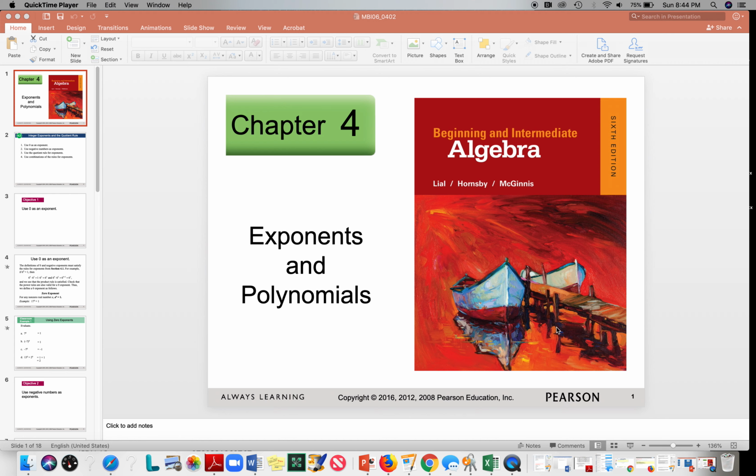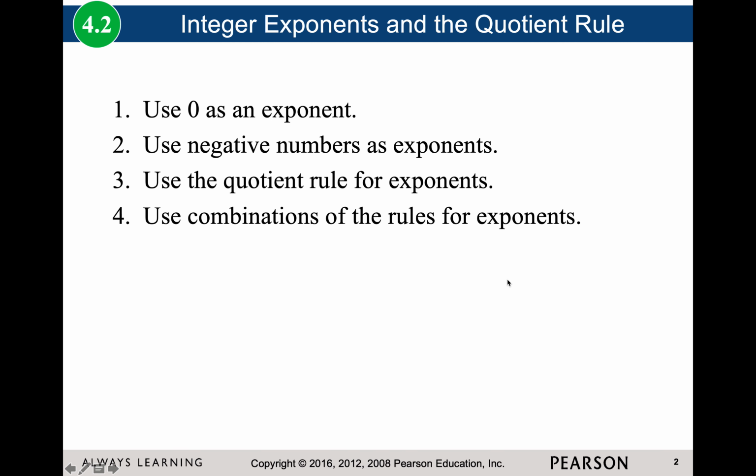To continue on our exploration with exponents, we're going to look at some different rules in this video that didn't really fit in the first video that we did. So we're going to learn how 0 is used as an exponent. It is very different from multiplying by 0. We're going to look at negative numbers as exponents. We're going to look at the quotient rule for exponents, and then combinations and practice applying more than one rule.